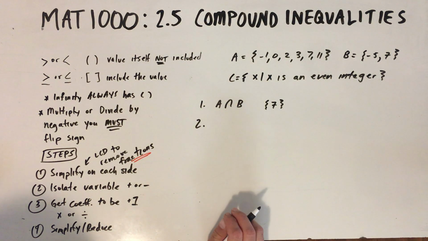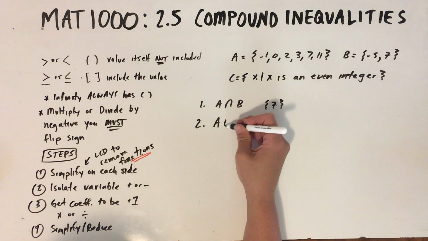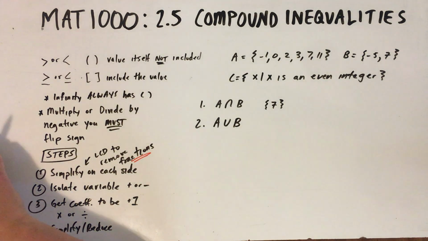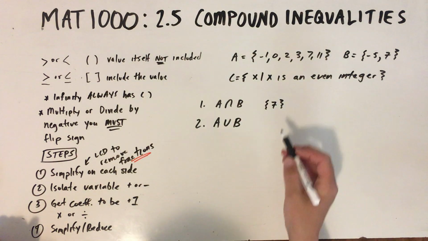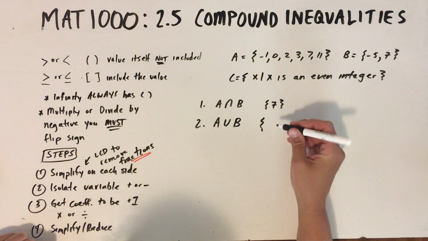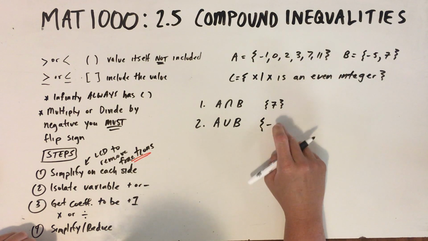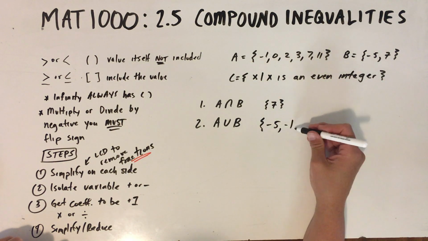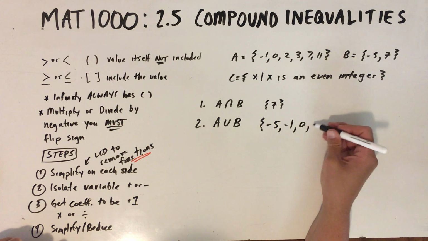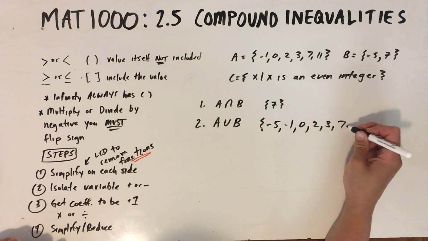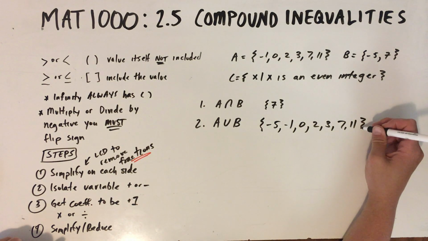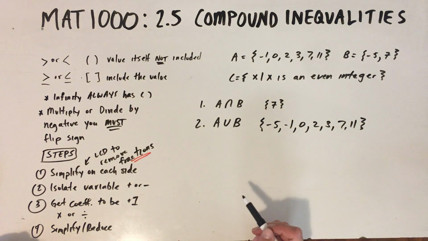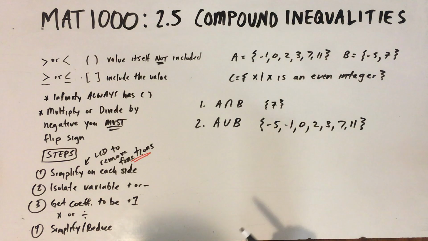Okay, the next one we want to find is the union of A and B. The union would be any elements in either set. So -1, actually let's start with -5, it's the smallest number. By the way, you list these from smallest to largest on the number line. So -5, -1, 0, 2, 3, 7, and 11. Again, the union means all of the elements in either set. The intersection means only the common elements between the two sets.